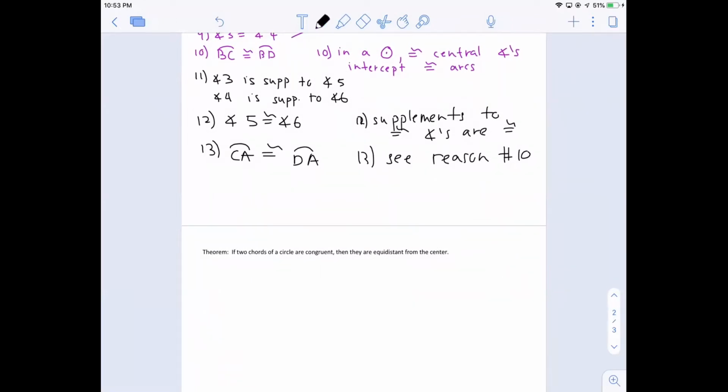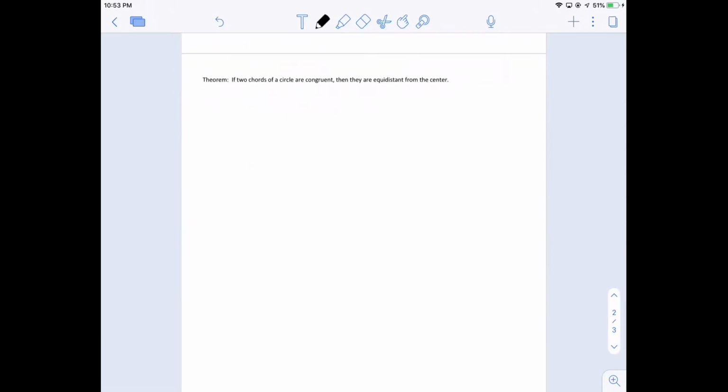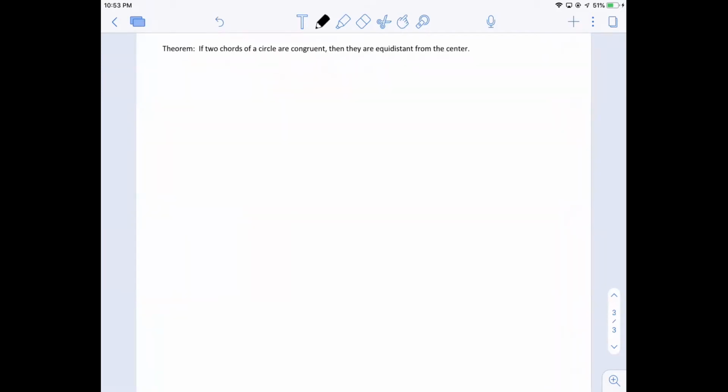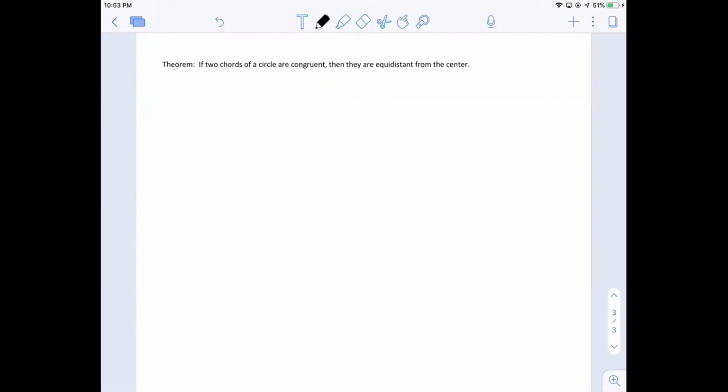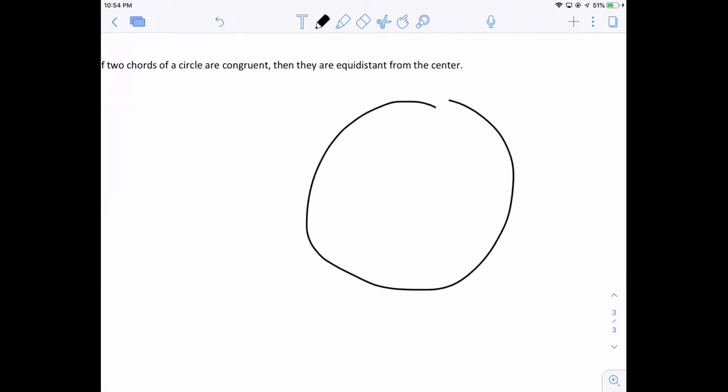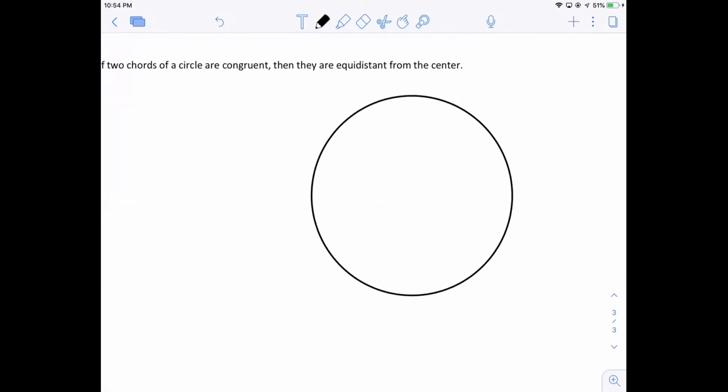I don't know how long I've been recording, but we got one more theorem, all right? I'm not going to finish this one up. You guys will be finishing this one up for homework, but I do want to set you guys up for success on this one. So this one says, if two chords of a circle are congruent, then they are equidistant from the center.